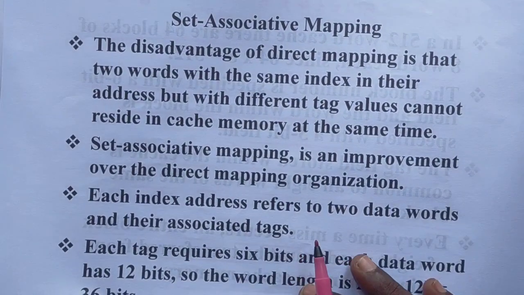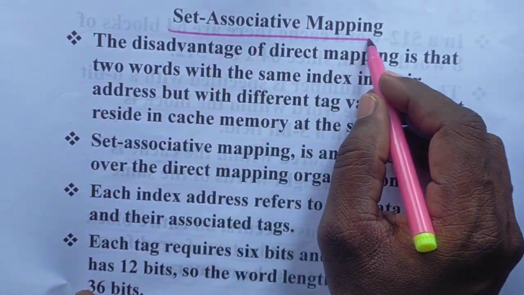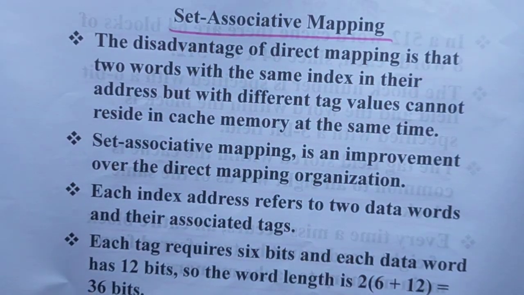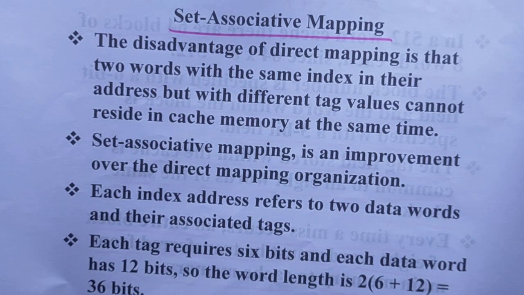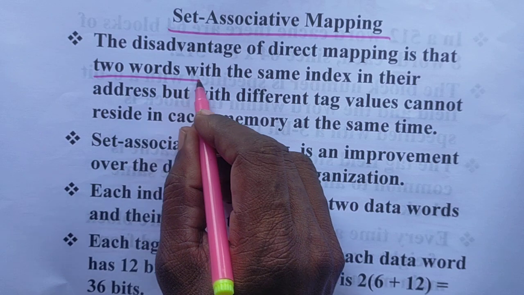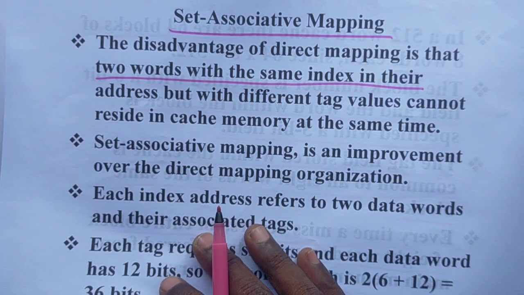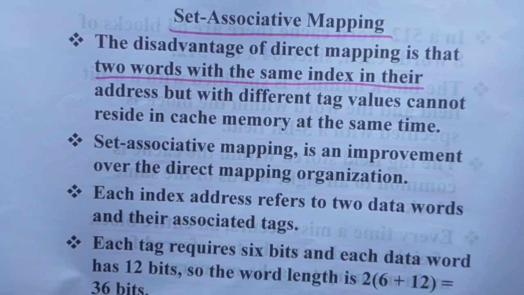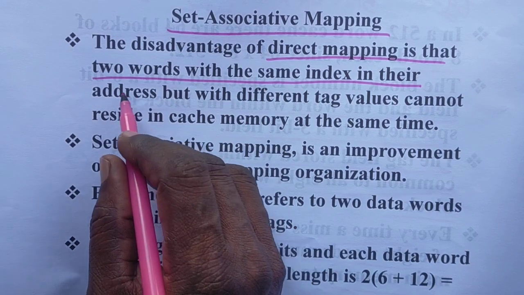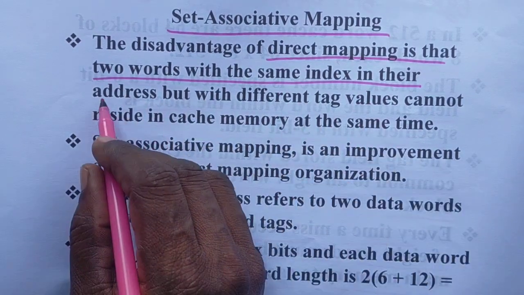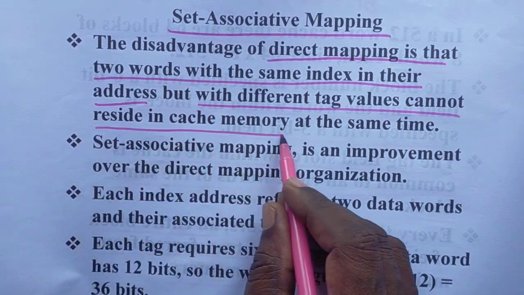Now we will discuss set associative mapping. The disadvantage of direct mapping is that two words with the same index in their address but with different tag values cannot reside in cache memory. First we will discuss the previous disadvantage, then we will define another type of mapping.